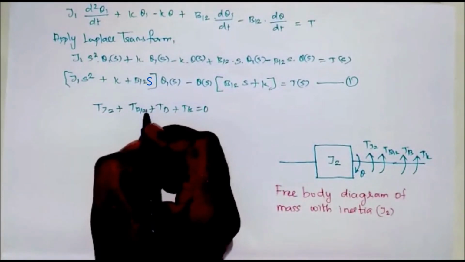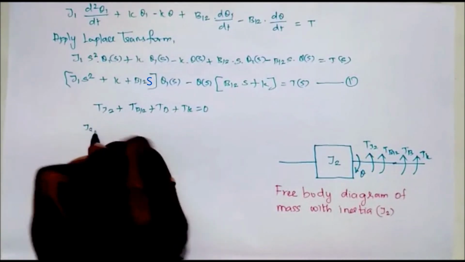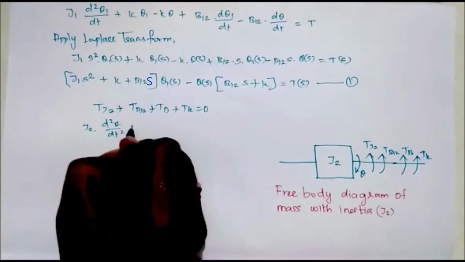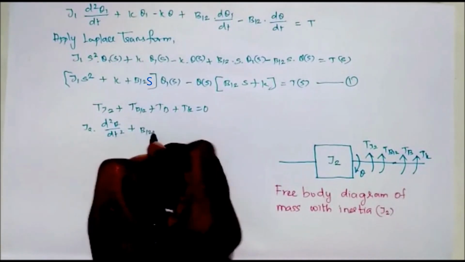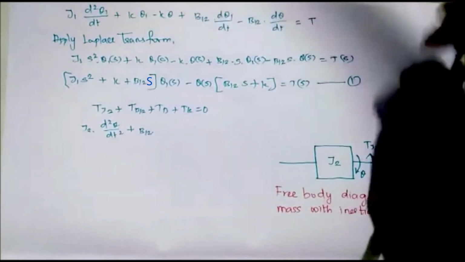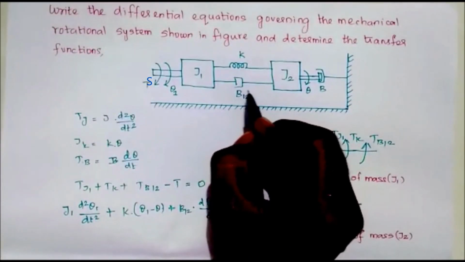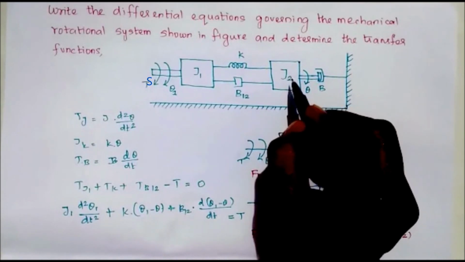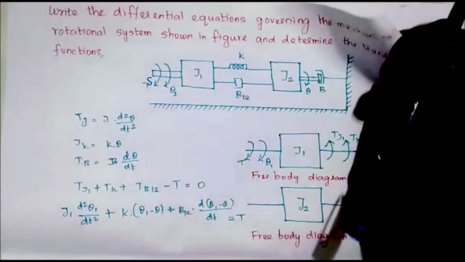So now we can write the equations. J2 into d square theta divided by dt square. Next, beta 1 2. This is having two end rotational. Therefore, from the given problem, for this one two end rotational. So now we have taken J2 as reference. Therefore, this is theta first, then theta 1 next.